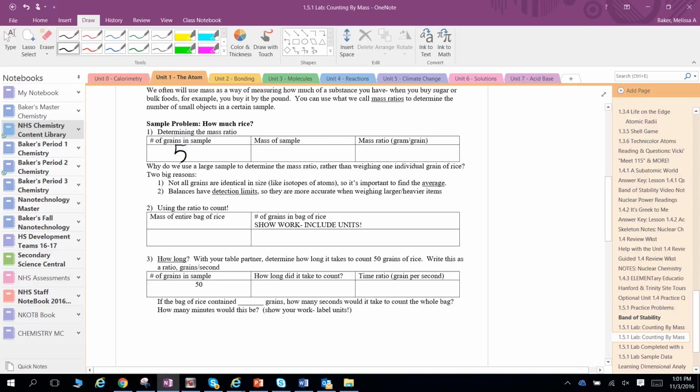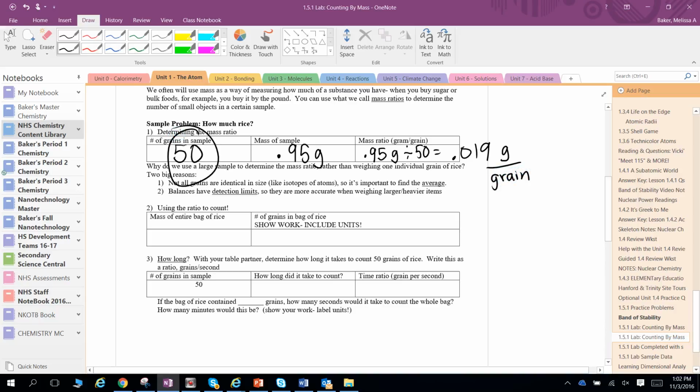So first I had everyone count out 50 grains of rice, and figure out how much those 50 grains of rice weigh. For example, let's say they weighed 0.95 grams. How many grams does one grain weigh? You take the mass divided by how many grains of rice there were. So in this case, it would be 0.019 grams for every 1 grain of rice.